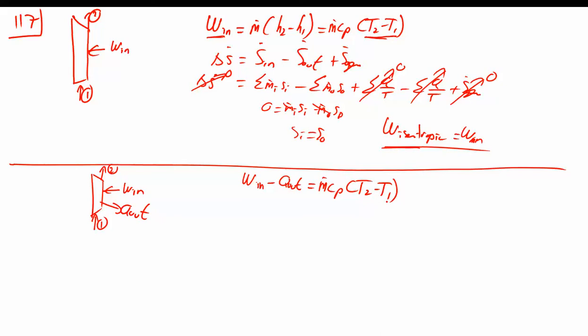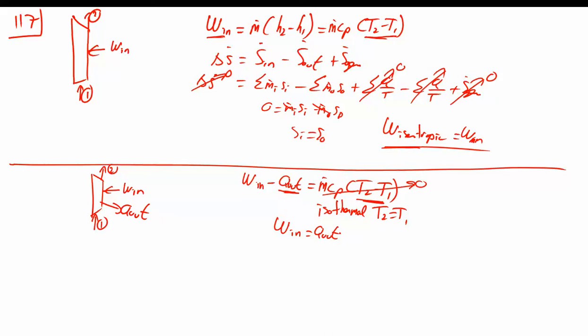As I remove more Q, my delta T is decreasing, my T2 is decreasing. To the limiting case, what do I mean by limiting case? The most that I can get is an isothermal process, where T2 equals T1. That results in m Cp delta T being 0 and my work in being equal to Q out, in the case of an isothermal process.